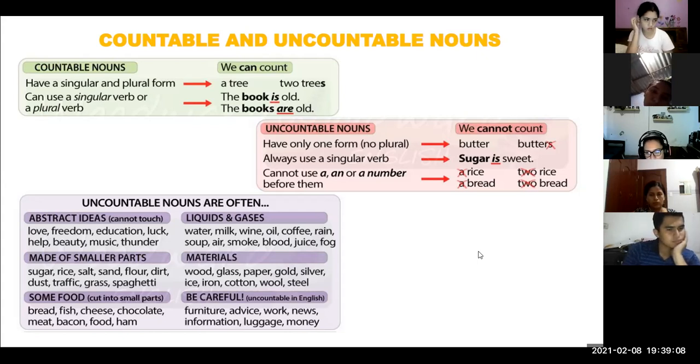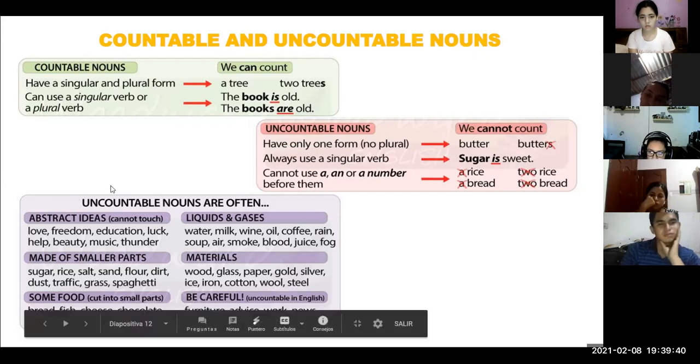And there are some words that in Spanish are countable and in English are uncountable. For example, news, noticia. Nosotros tenemos en español noticia, noticias, right? But in English, it's just news, uncountable, only one word, okay? Advice, consejo, consejo y consejos. Pero en inglés solo es advice, no podemos decir advices, okay? So these are some uncountable nouns.